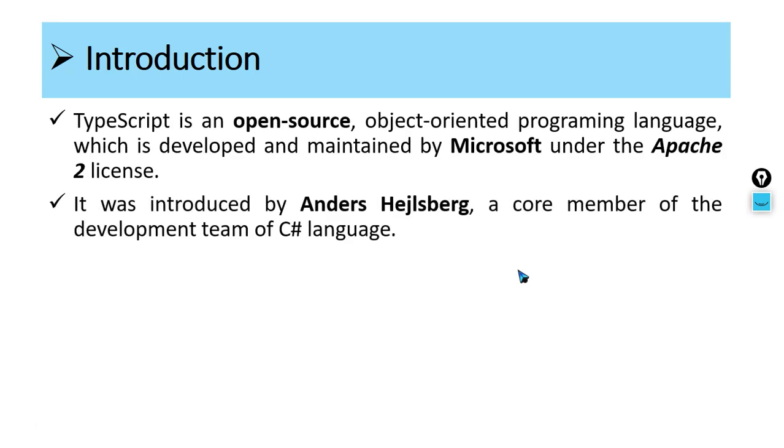So, TypeScript is an open source object-oriented programming language which is developed and maintained by Microsoft under the Apache 2 license. This programming language was developed by Microsoft and introduced by Anders Hejlsberg. Anders Hejlsberg is the person who developed the C# programming language with the help of his team. So he played a main role in developing C#. C# is an object-oriented programming language and it is the primary programming language for the .NET framework.